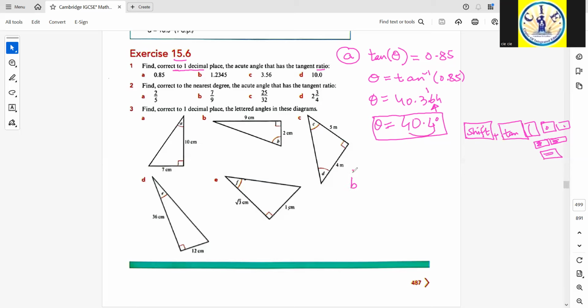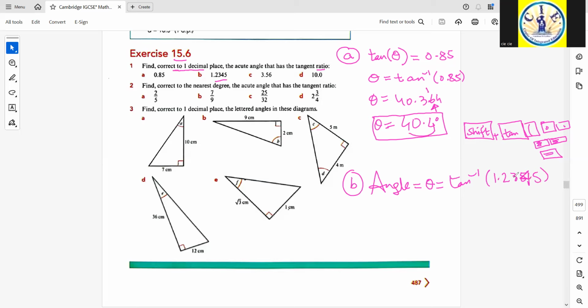Okay, now it's part B. So I will write that angle, whether it is theta or you just do it directly, the required angle, you may call it theta, you may call it alpha, you may call it any variable. So that would be equal to tangent inverse of 1.2345, as given in the question.